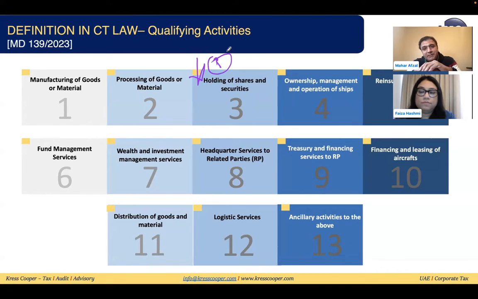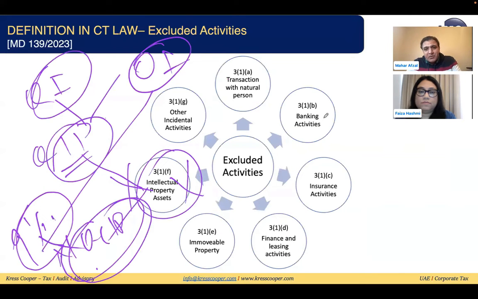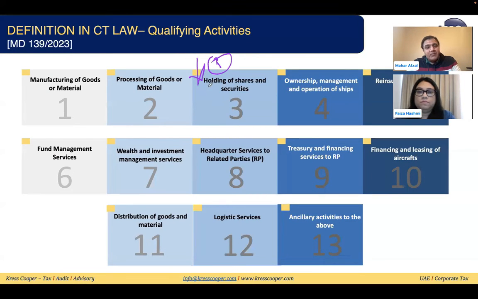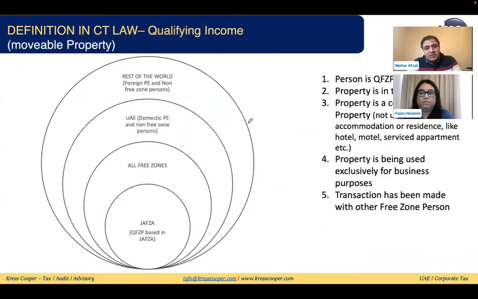Let me just repeat it. We'll go through the decision in detail as well. So the first change is they have removed one activity from the excluded activities, but they have added the same thing in a different way. Then they have added income from the qualifying activity of qualifying commodities. It will be trading of the qualifying commodities. It will be considered a qualifying activity. It can be qualifying income as well. Holding of shares and securities, they have put a limitation. Holding means holding the shares and securities at least for a period of 12 months. This is another change. These are the four major changes.